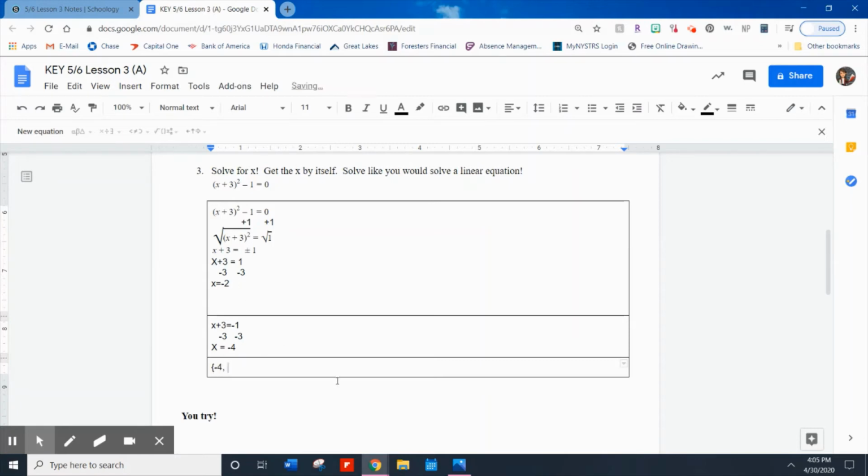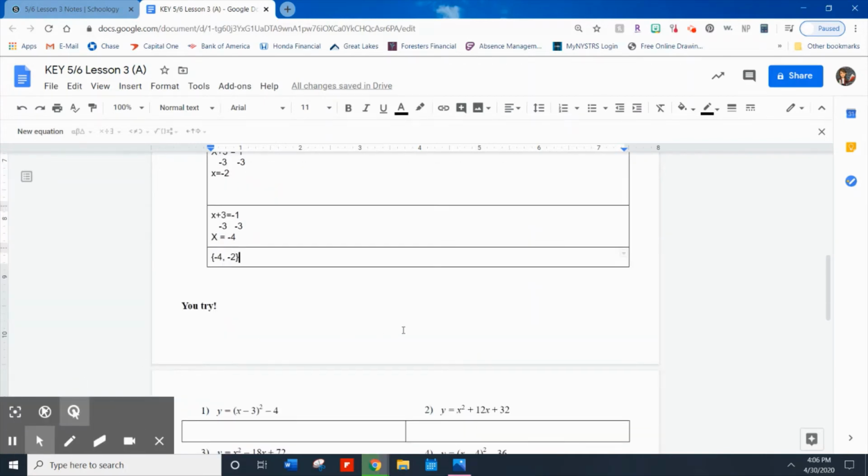Or sometimes they list it in interval notation. So it's basically just a list. Whenever we have squiggly brackets, we're just listing numbers. It's not in between numbers or anything like that. So -4 and -2 are my solutions. So if I graph this quadratic, it would intersect the x-axis at -4 and -2.